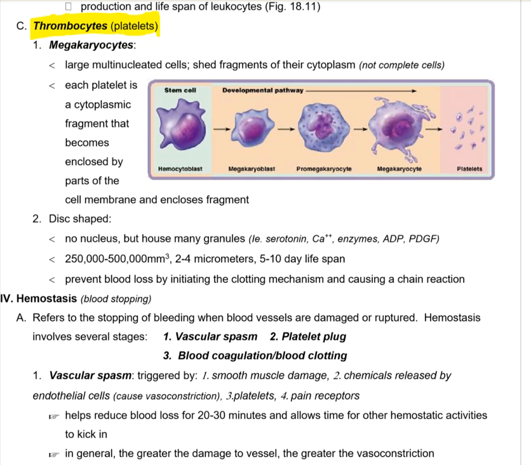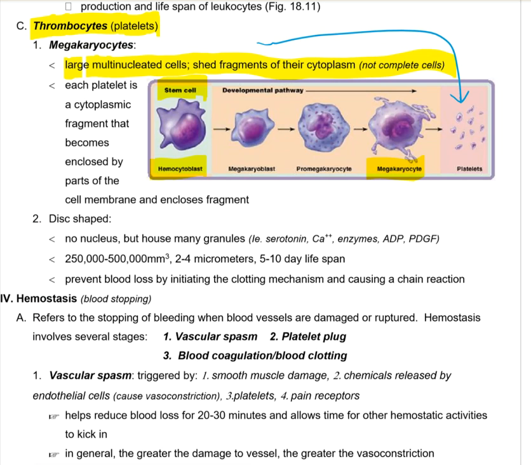And so for this one, all we really want to know is that the stem cell is the hemocytoblast, and it will eventually become a megakaryocyte. What the megakaryocyte does is little fragments get broken off of it. So it's a large multinucleated cell, and it sheds fragments of its cytoplasm. Not complete cells, but little fragments. And you can see these little fragments right there.